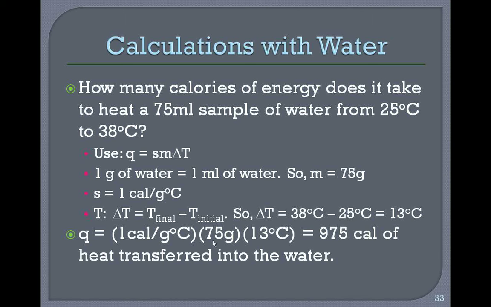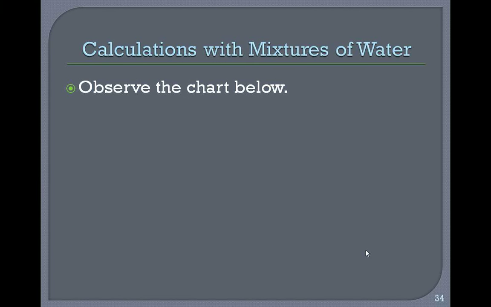Now we're going to plug and chug. Put the specific heat here with the units, the mass here with the units, the temperature here with the units, and make sure they all cross cancel and leave us with calories, which is a unit of energy. 975 calories of heat is transferred into the water.